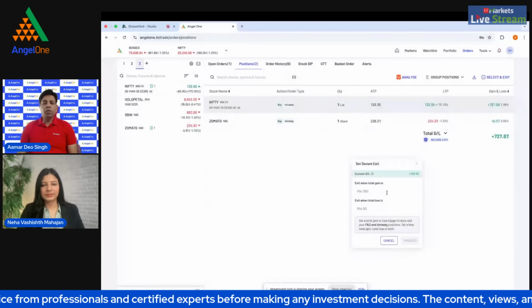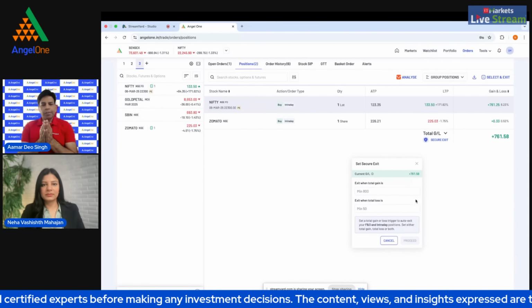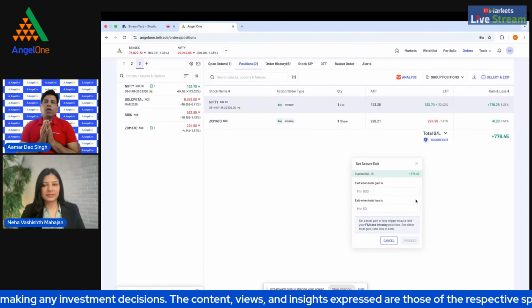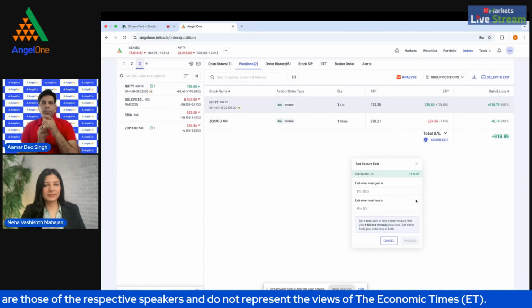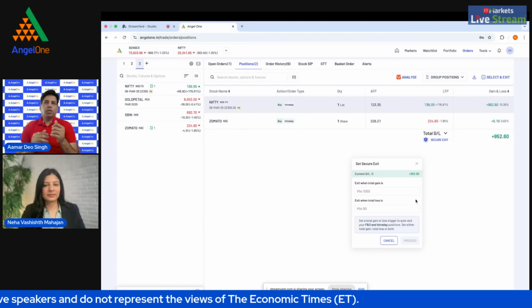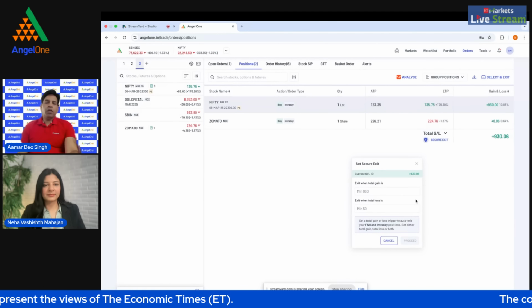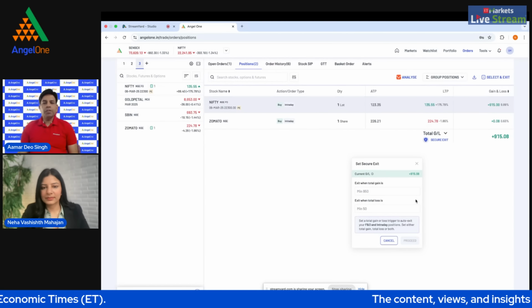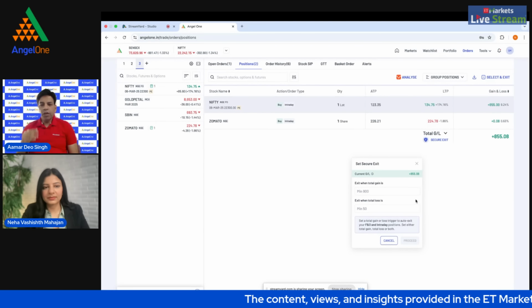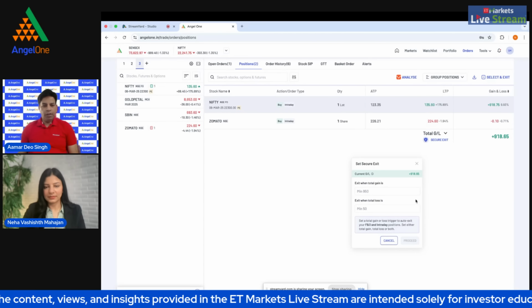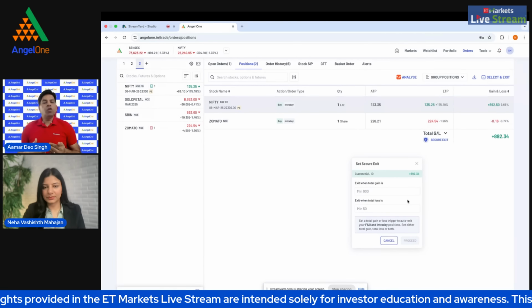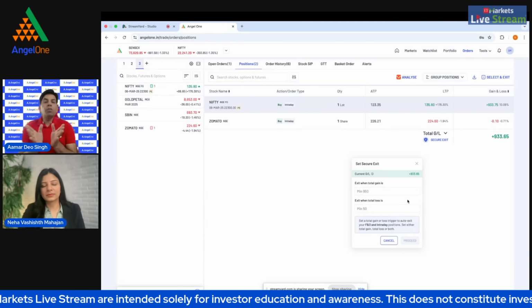Now, if we can have the screen, I think that will be good to have. So what happens here in secure exit is that, for example, I'm a trader. I have two or three positions, and I have to look at my positions all the time. If one is in profit, I book it, I square off that trade. The loss, I keep on holding. In secure exit, you can define for yourself what is the maximum profit that you want and what is the maximum loss. You can define it for your overall position.